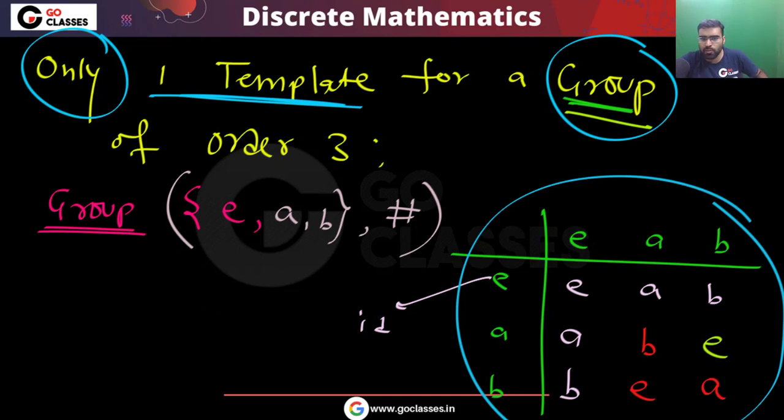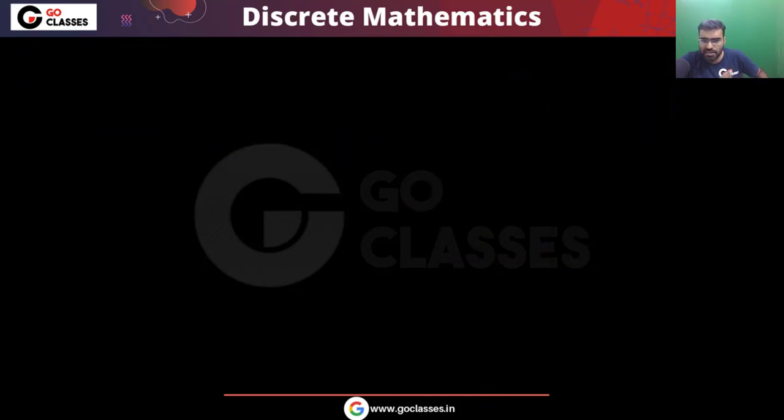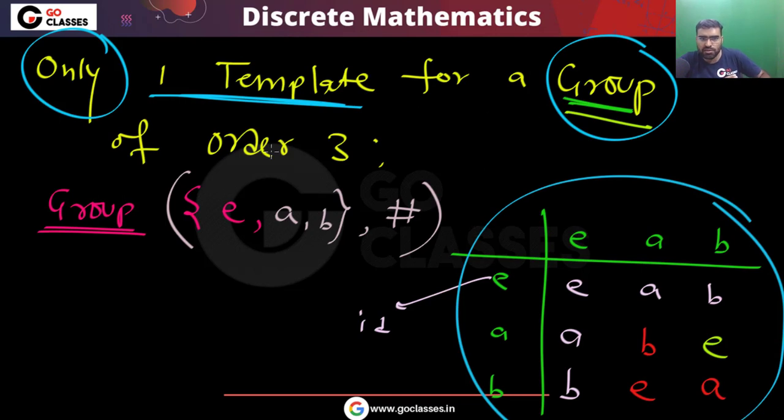This is a very important point that I am telling you. We have already seen in the lectures, I told you that if you have a group of order 3, then only one group you can create. Only this single group you can create. You cannot create any other group. Basically, every group that you will create will have this structure.